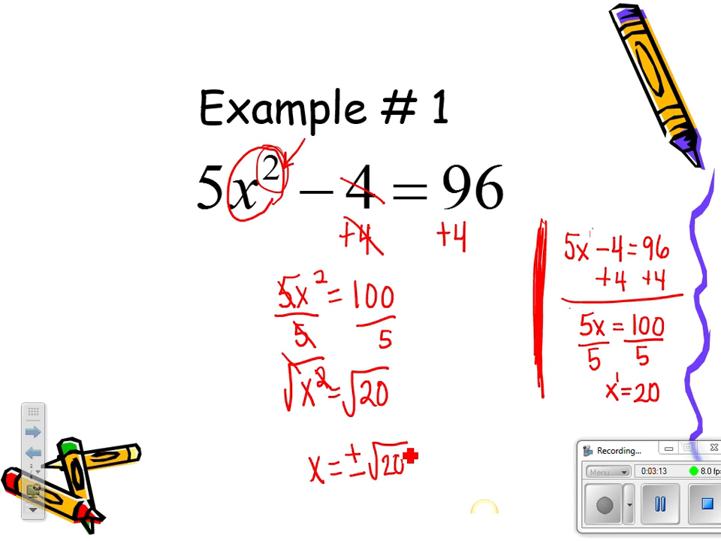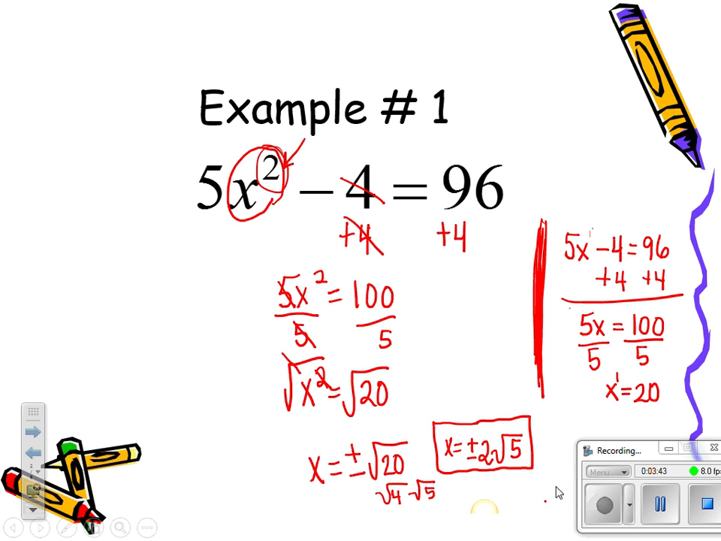So how do I get the square root of 20 broken down? Yep, you got it. That'd be the square root of 4 times the square root of 5. The square root of 4 is 2. The square root of 5 is the square root of 5. And we still have the plus or minus out in front. So x equals plus or minus 2 square roots of 5. So notice, I'm simplifying my radical, and I did get a radical answer.